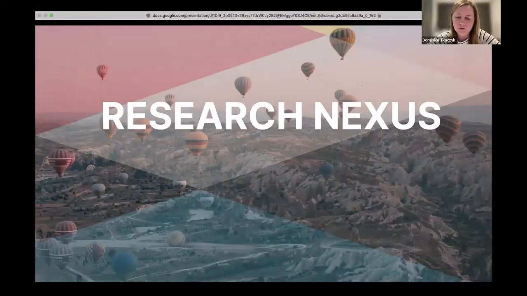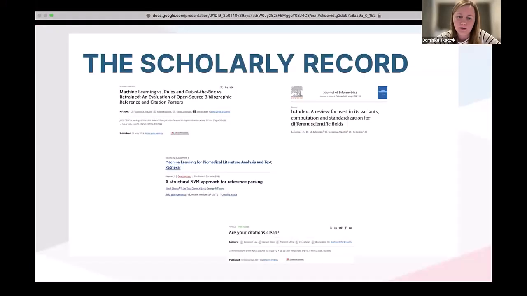My name is Dominika Tkaczyk, and I will talk today about this vision of Research Nexus, which is an open network of relationships connecting research outputs, organizations, people, and more. It is a very useful way of looking at the scholarly record that was mentioned by Madhura.